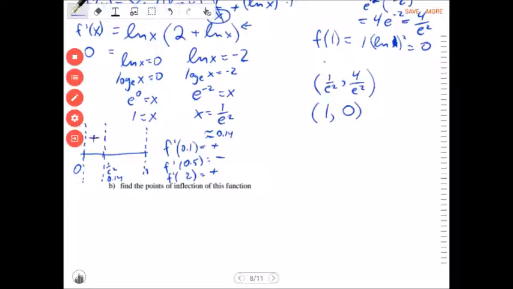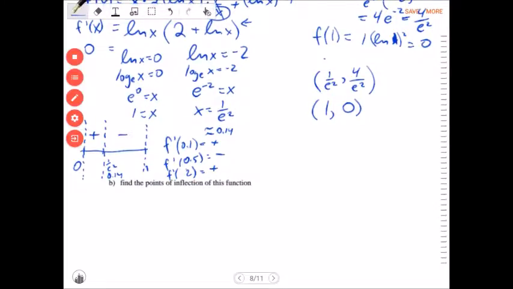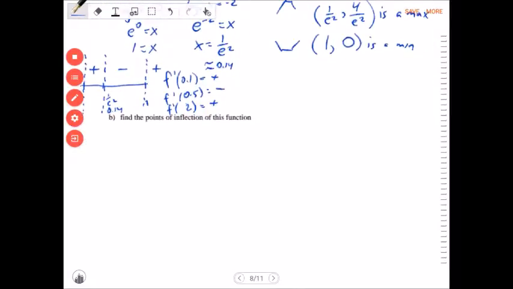That means this is a region of increase, that's a region of decrease, and this is a region of increase again. If we analyze our first point, 1 over e squared, we go from a region of increase, flat, and then a region of decrease, so this one is a max. This one goes from decrease, flat, and then increase, so (1, 0) is a minimum point. Awesome.